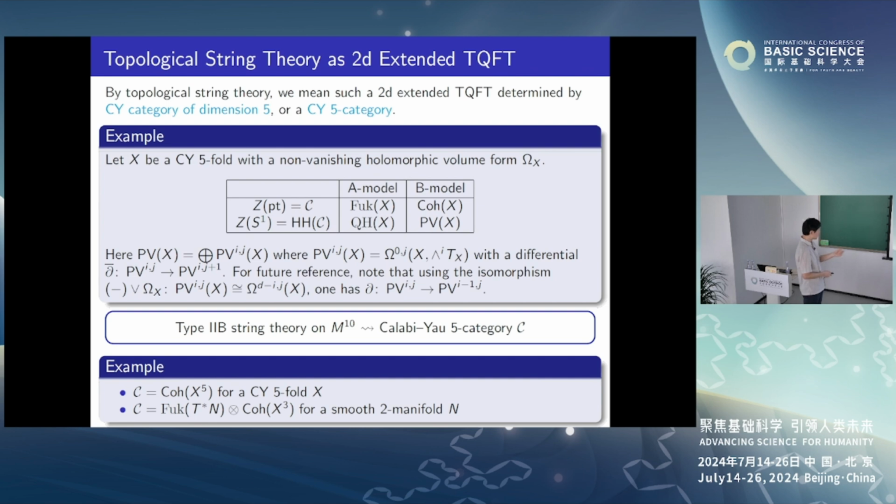Like this, the cotangent model of the smooth domain. So thinking of some Calabi-Yau 5 or this form, they are all giving examples of Calabi-Yau 5 categories. And again, these are models for type 2B string theory.